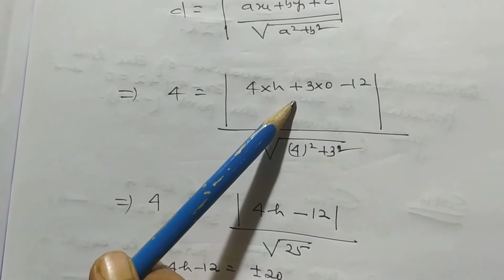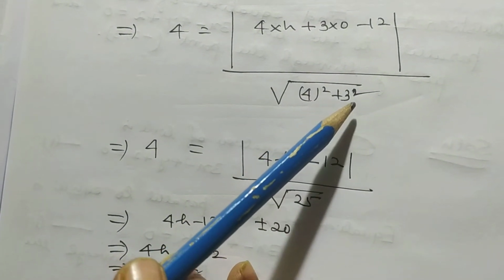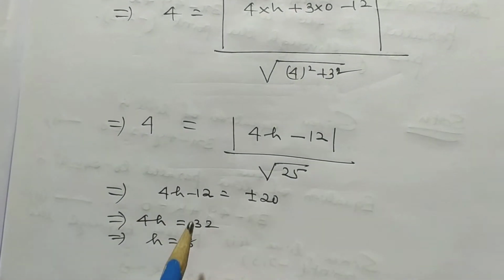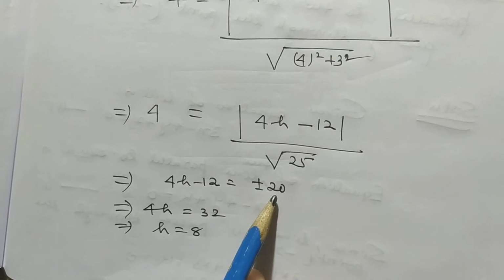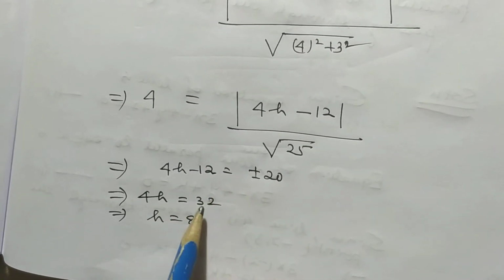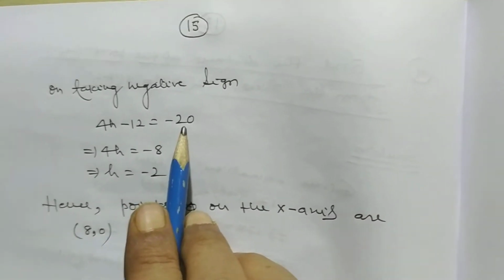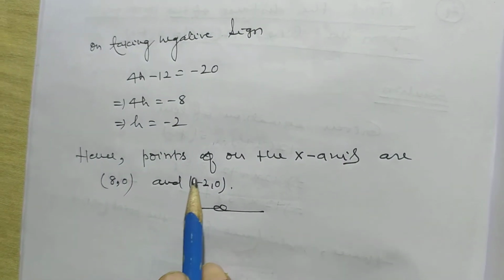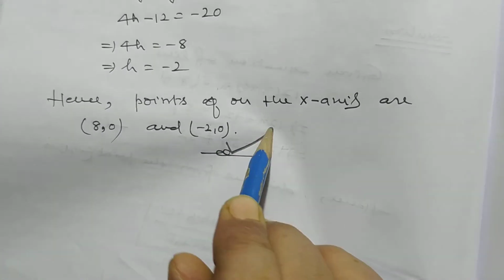That is 4 into h plus 3 into 0 minus 12, divided by root of 4 square plus 3 square, is equal to 4 units. And after solving, we have 4h minus 12 is equal to plus minus 20. 4h is equal to 32, h is equal to 8. When we take the negative sign, 4h is equal to minus 8, h is equal to minus 2. Hence, the points on the x-axis are 8, 0 and minus 2, 0. In this way, we can solve this problem.